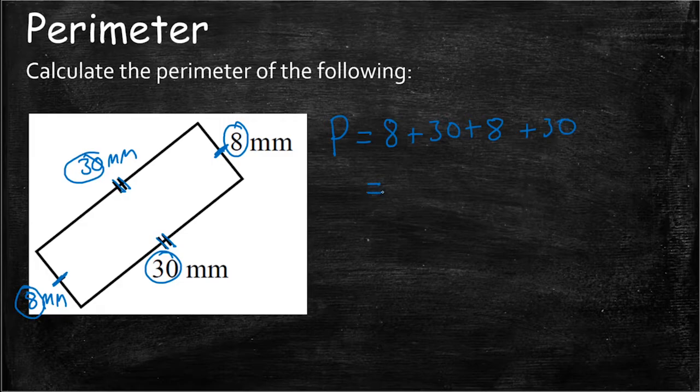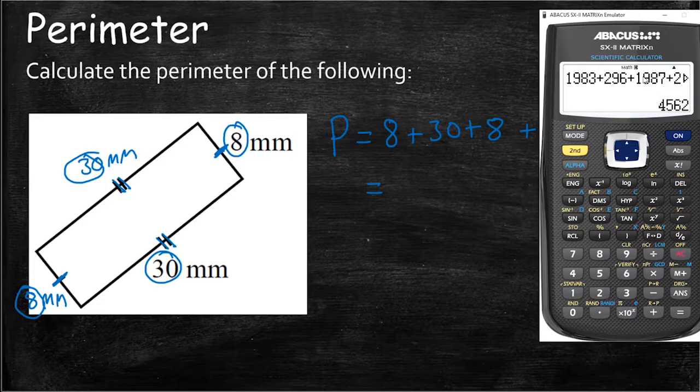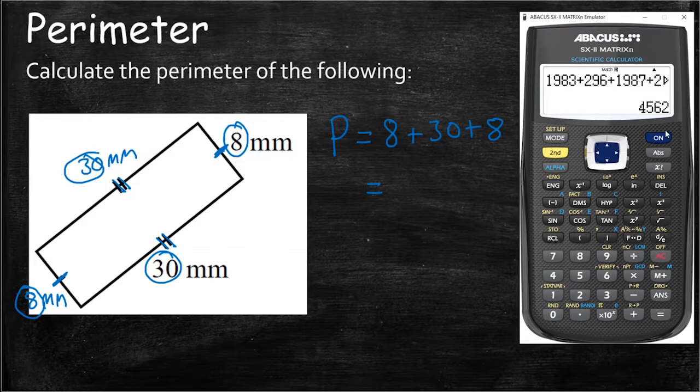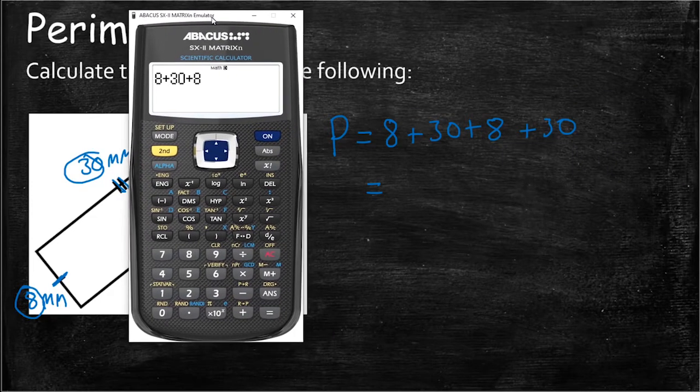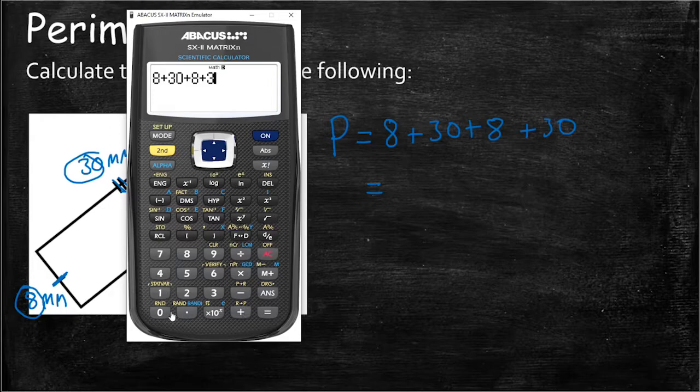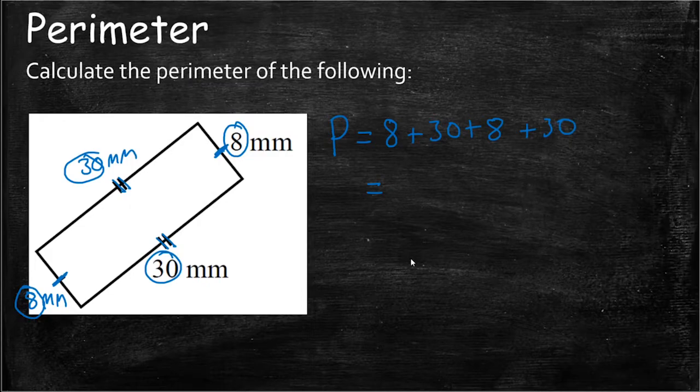And again, just grab your calculators out and we'll do that with the actual calculator. So we've got to do 8 plus 30 plus 8, and there's that other 30 hiding behind there, so plus another 30. And that gives me 76. So the perimeter of this shape is 76 millimeters because all the units are in millimeters.